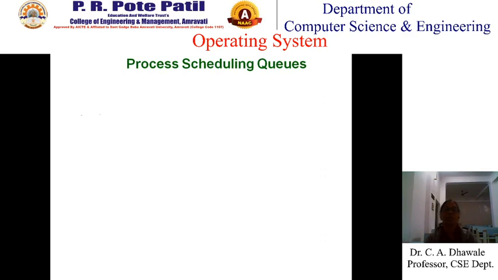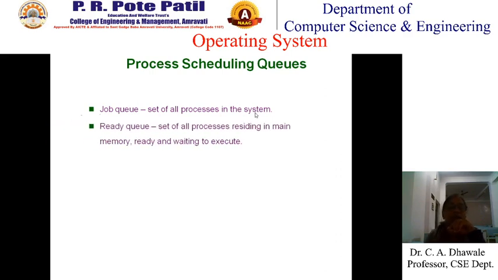Okay. Now we'll see the process scheduling queues, which are the different queues maintained by the operating system to store the processes. First is the job queue. This job queue contains the set of all the processes in the system, including the main memory and the secondary memory. Then the ready queue stores the set of all the processes residing in the main memory only, which are ready for execution. That is, they are waiting for execution. And another one is the device queue.